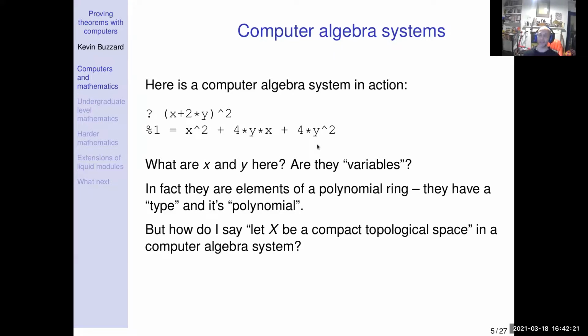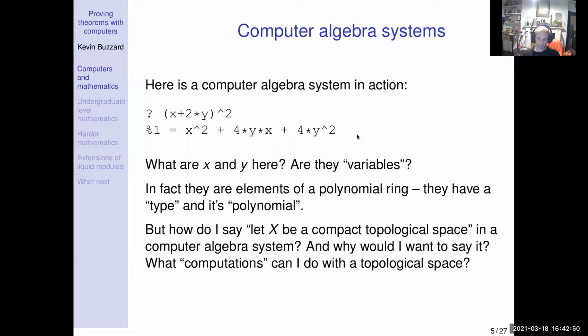And of course, even if you could say let x be a compact topological space in a computer algebra system, why would you want to say that? You might want x to be an example of a compact topological space, perhaps a finite one. But if you don't just want to do computations, if you want to prove theorems, then a computer algebra system is not the thing you should be using anyway.